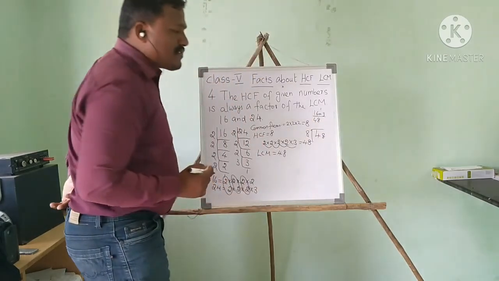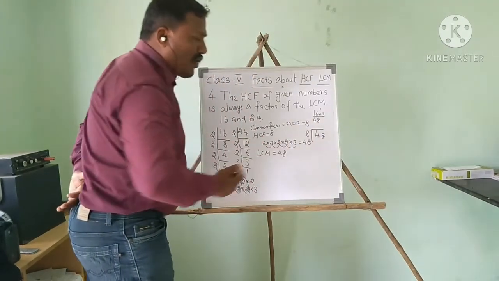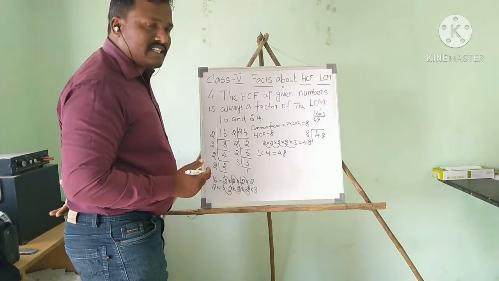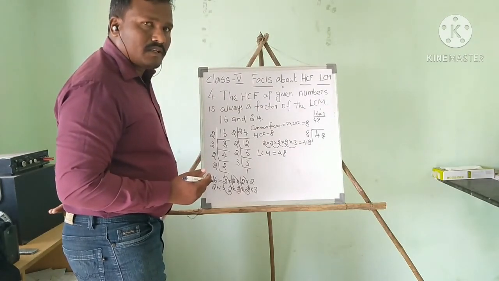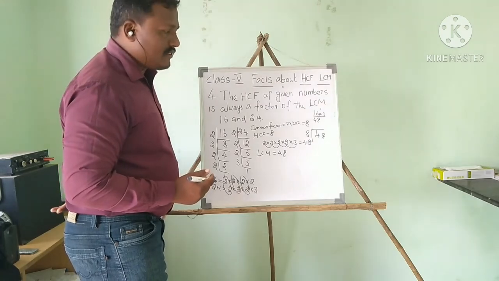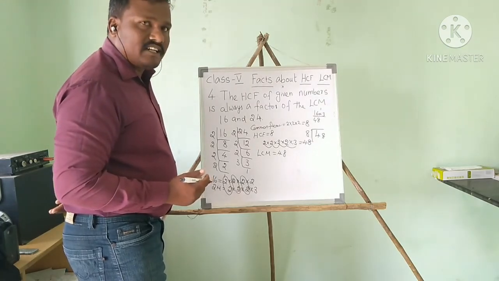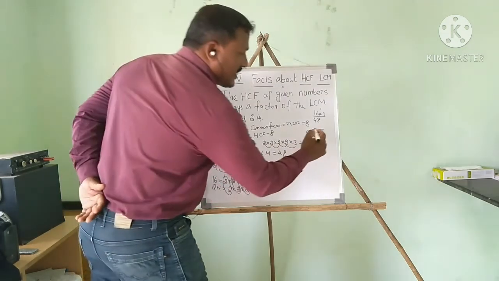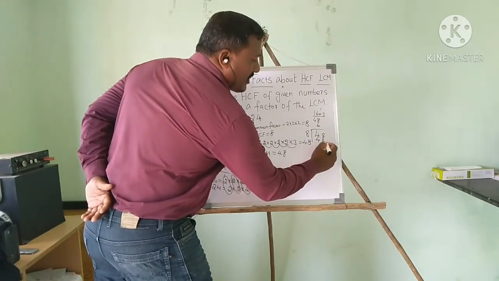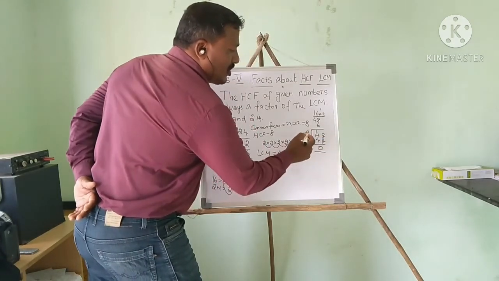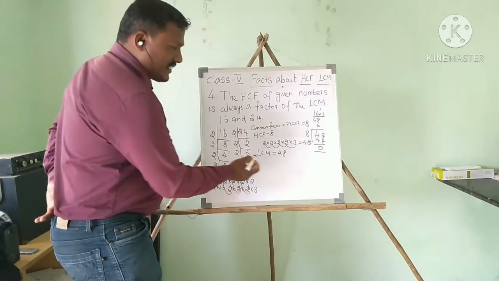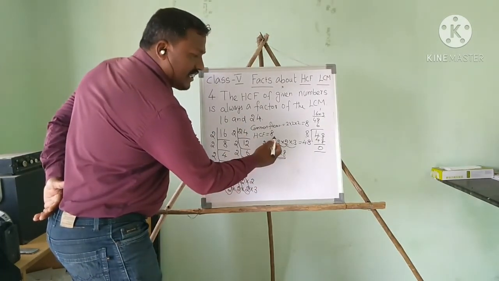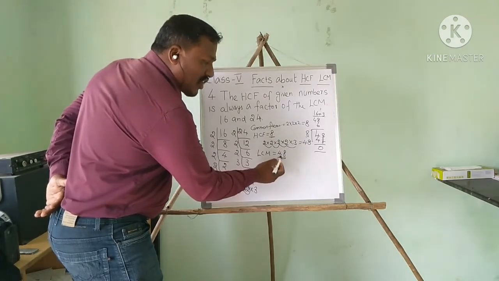How many times is 8 in 48? 1 8 is 8, 2 8s are 16, 3 8s are 24, 4 8s are 32, 5 8s are 40, 6 8s are 48. So the remainder is 0. So 8 is a factor of the LCM. See, the LCM is 48, the HCF is 8, so 8 is a factor of the LCM.